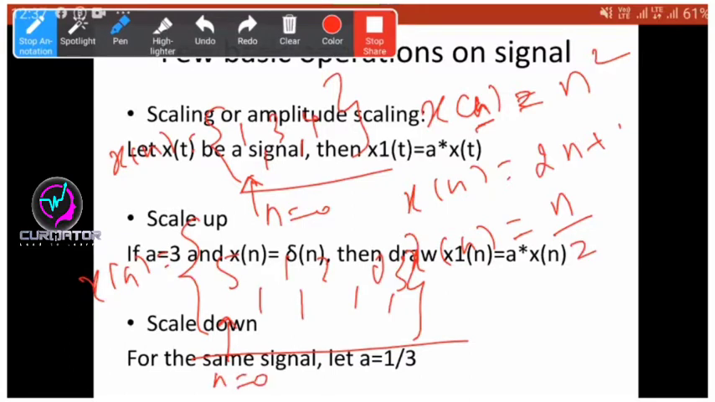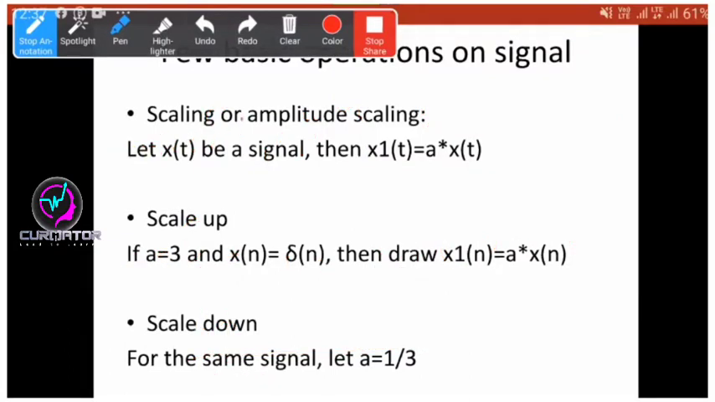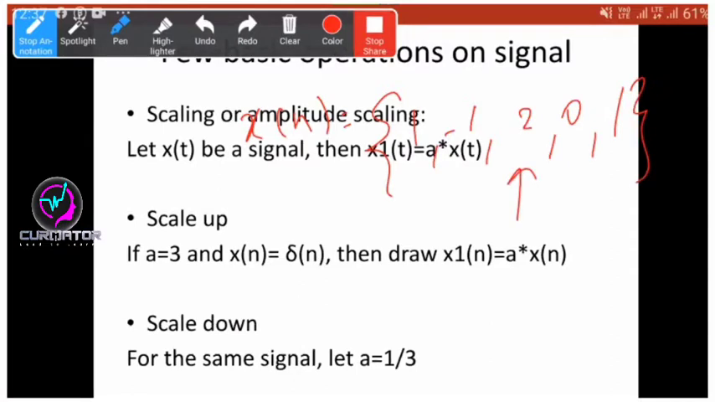Otherwise, if they mention x of n is equal to 1, minus 1, 2, 0, 1, for example, and if they mention an arrow mark here, it means the n index will be marked like this. N equal to 0 here, here n takes the value 1, here n takes the value 2, here n equal to minus 1, here n equal to minus 2. This way we can represent x of n as a set of values.